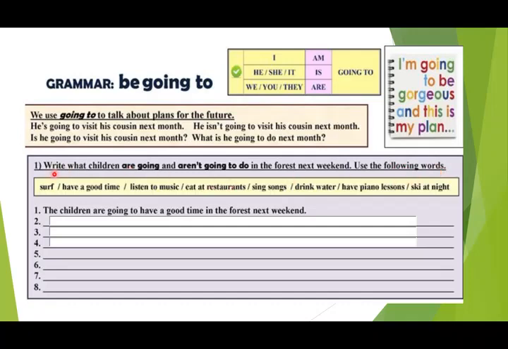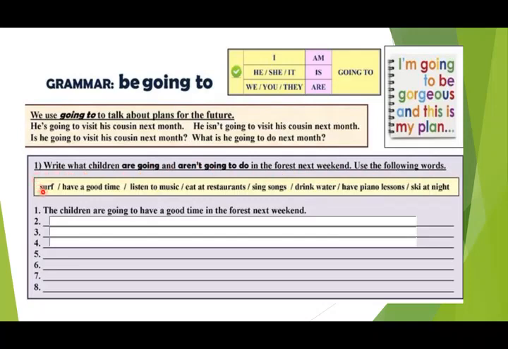¿Qué nos dice acá? Vamos a escribir lo que los niños van y no van a hacer. Recordemos que el are going es el van, ¿ok? Aren't going to, no van a hacer, to do, in the forest, que quiere decir en el bosque, next weekend, el próximo fin de semana. Use the following words. Vamos a utilizar, we are going to use the words that we have in this chart. Vamos a utilizar las palabras que tenemos en este cuadro.